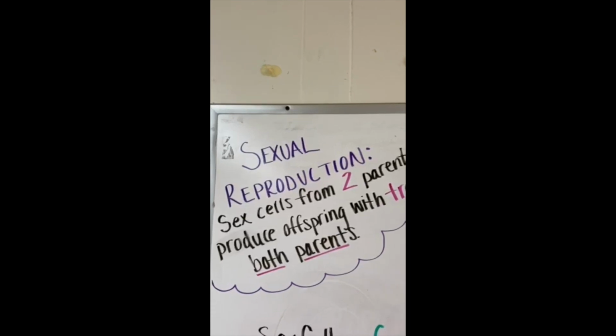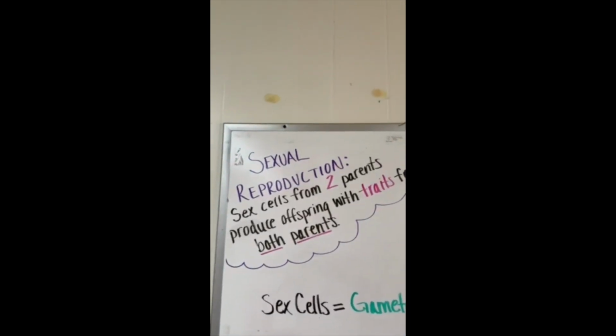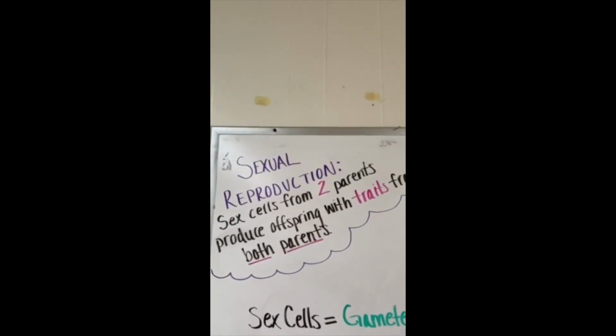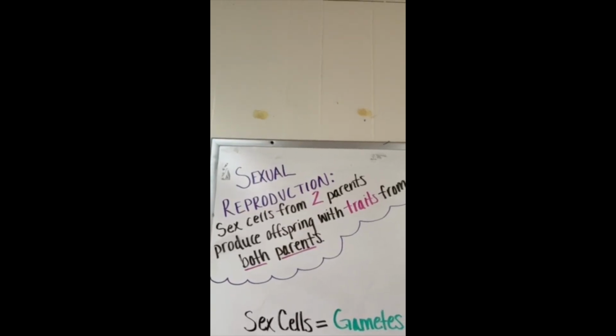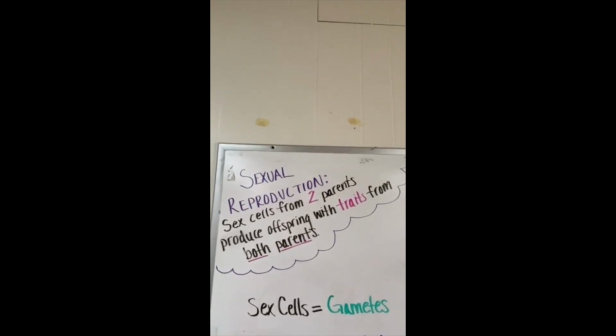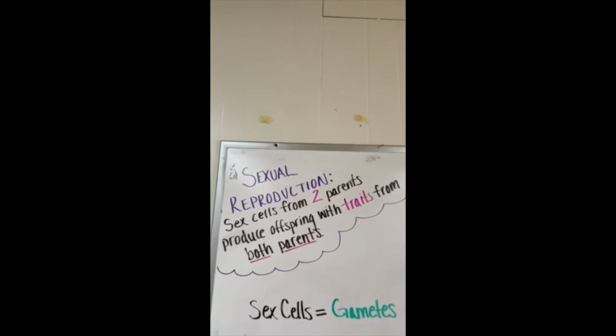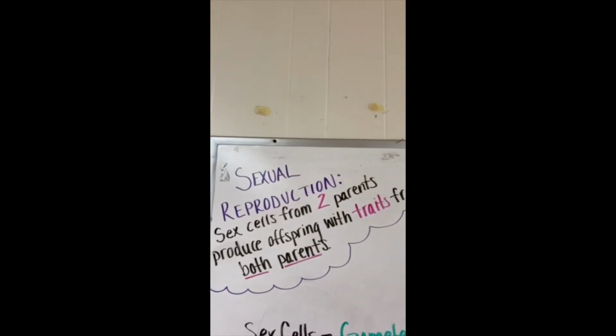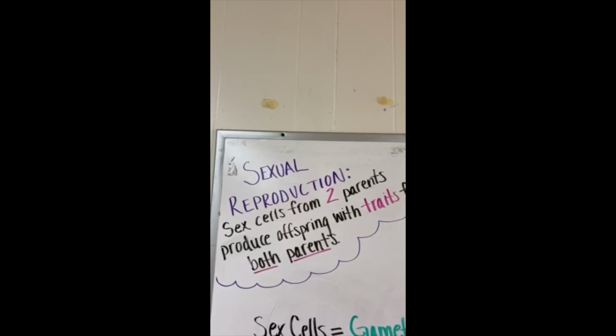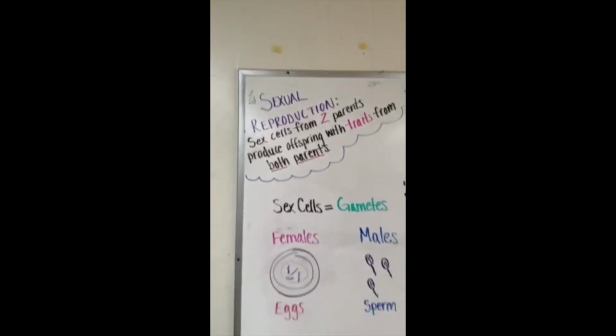Sexual reproduction, that's what we talked about yesterday. What is that? That's when sex cells from two parents produce an offspring, or a new organism, a child, that has traits from both parents. Not one, but two. You cannot sexually reproduce by yourself unless you are the Virgin Mary.